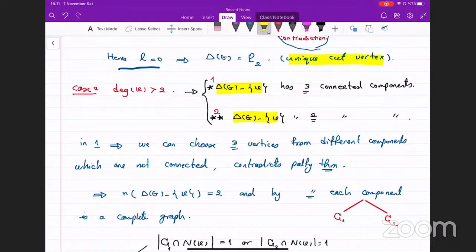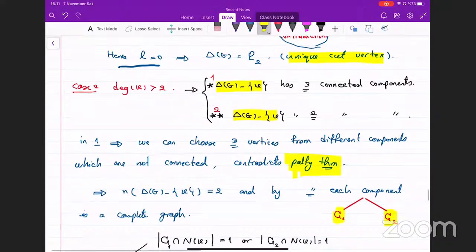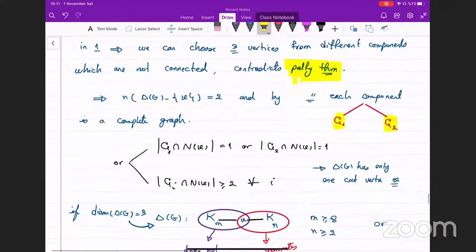The first case is not possible because of the 3' conditions, so it contradicts Palpate's theorem. So when you delete V, the remaining part will be a graph with 2 connected components. So you will have 2 parts, C1 and C2, with vertices C1 and C2.